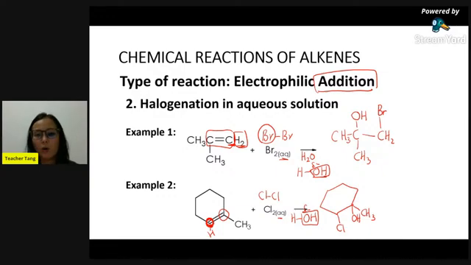Okay, so I have gone through two electrophilic additions, hydrogenation and halogenation. Halogenation can be in an inert solvent. In an inert solvent, both halogen atoms will be added into the carbons involved in the carbon-carbon double bond. But in aqueous solution, only one halogen atom will go to the carbon which has more hydrogen. Another one will be the OH that is added in.